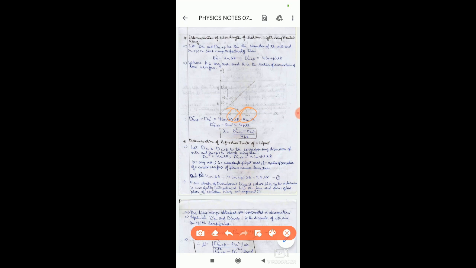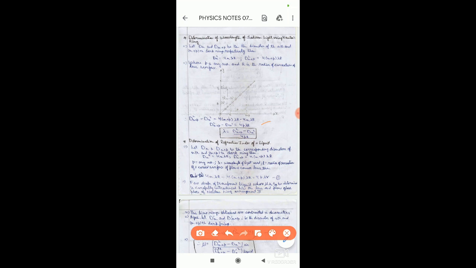In the xy plane you get the value of D²_(n+p) and the value of D_n², and the difference D²_(n+p) minus D_n². From the figure we get D²_(n+p) minus D_n² = 4(n+p)λR minus 4nλR. Now D²_(n+p) minus D_n² = 4pλR. So it is very easy from this equation.